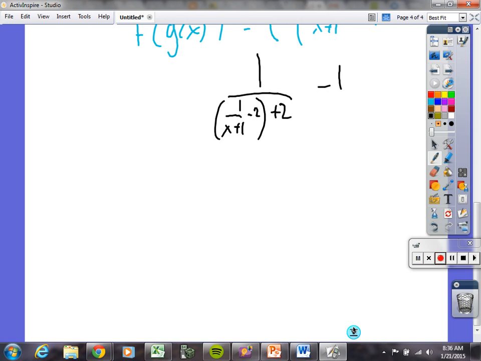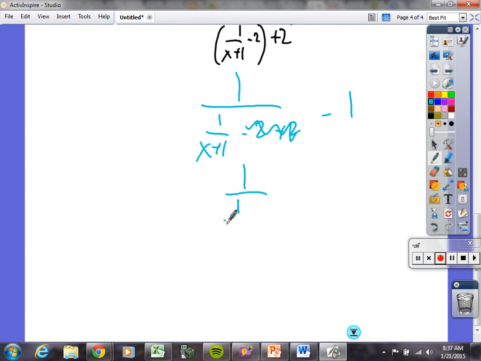Okay. So, do I really need my parentheses? Is there anything there that I really needed it for, besides just getting in that habit of doing so? There isn't, so therefore I can drop them. So therefore I'm at 1 over x plus 1 minus 2 plus 2 minus 1. What happens there? Yep, as Rich said, the 2's are gone. So now I am at 1 over x plus 1 minus 1.